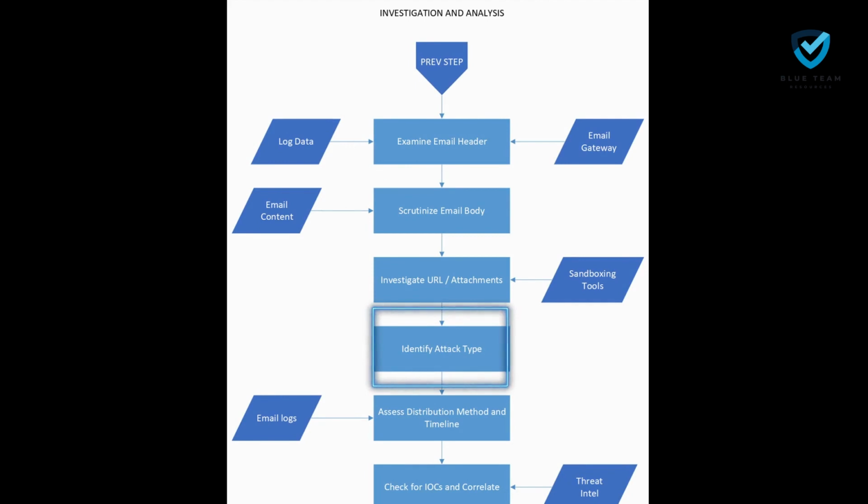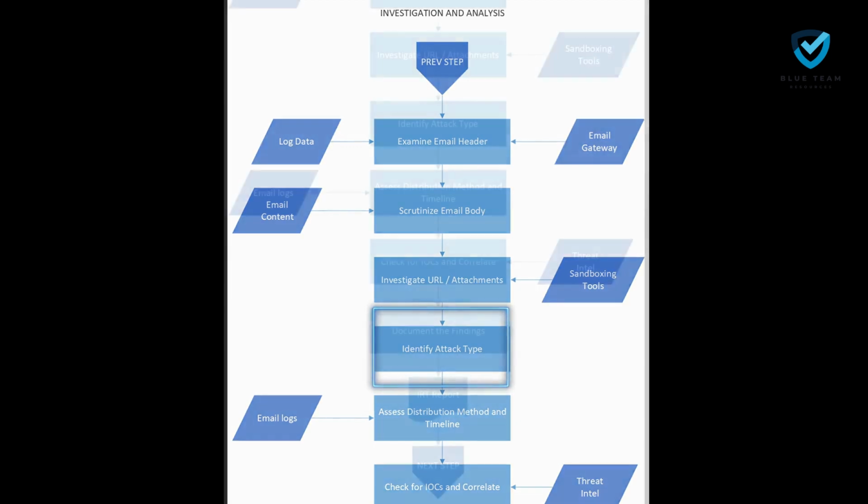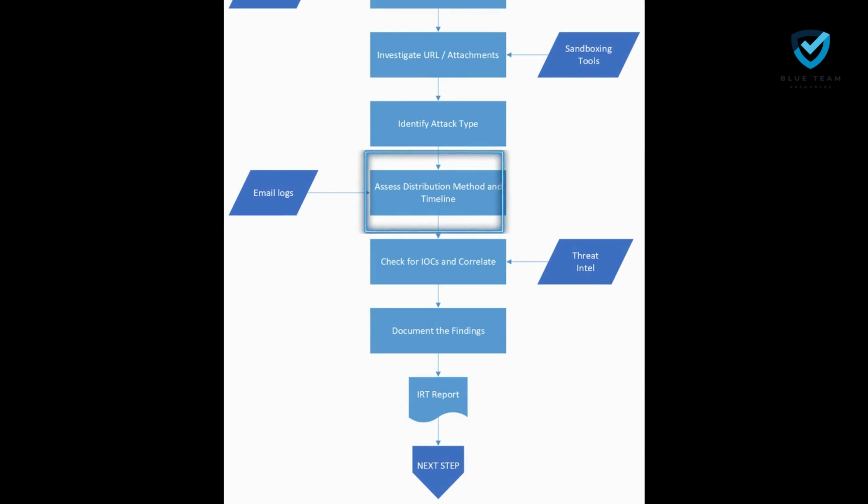Step 4, identify the attack type and primary indicators. Determine the phishing attack type, for example, spear phishing or whaling, based on the target and content. Identify primary indicators, such as email addresses, attachments, or URLs that can help in tracing the source of the attack. Step 5, assess the distribution method and timeline. Determine how the phishing email was distributed, for example, mass email or targeted campaign, and establish a timeline of the attack, including when the email was sent, opened, and any subsequent actions taken by the recipient.